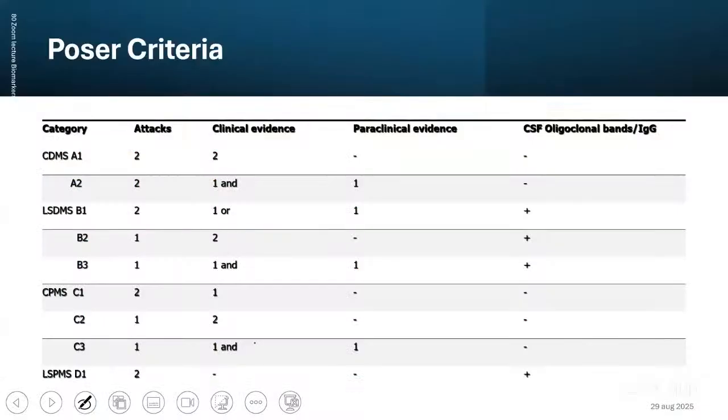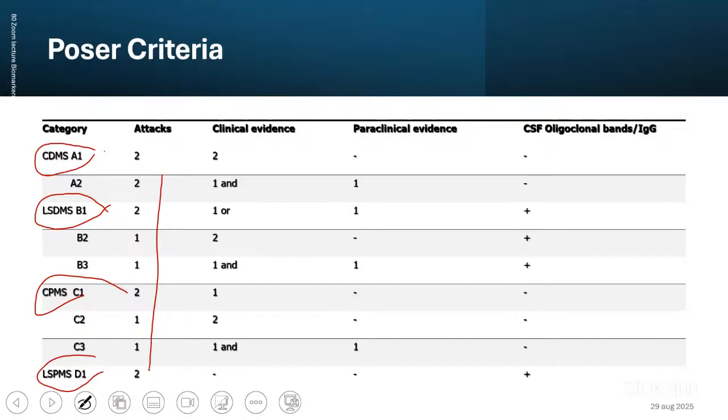So when we read these Poser criteria, it used to be nightmarish to remember all this: clinically definite MS, lab-supported definite MS, clinically probable MS, lab-supported probable MS, depending on the number of attacks, the clinical evidence, the paraclinical evidence and oligoclonal bands. The paraclinical evidence is all the evoked potentials. So we have gone through this era reading Poser's criteria.